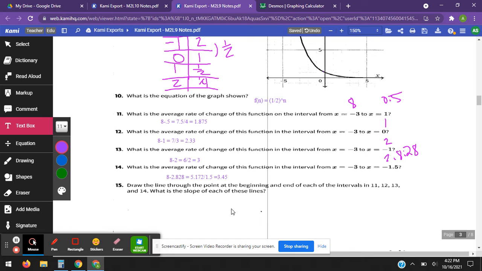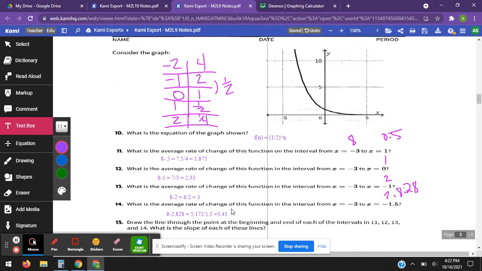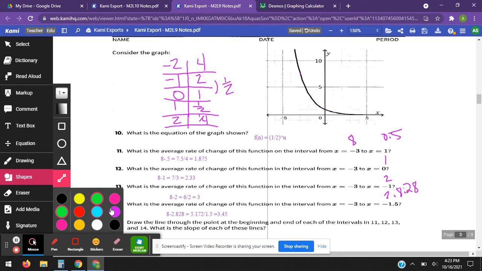12, 13, and 14. What is the slope of each of these lines? Okay, so negative 3, we'll do the first one here in purple. Negative 3, 8 is about right here. So this is the first one. It's making a nice little dot there. And I need to go to 1, which is 0.5 right here. Okay, so I'm going to go ahead and get my line, and I'm going to connect this with this.